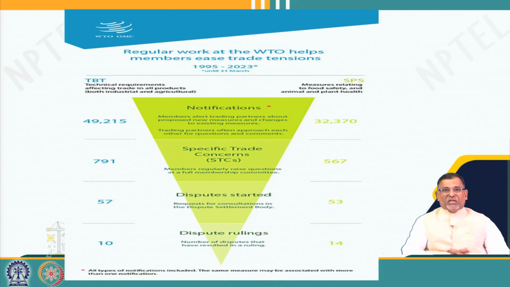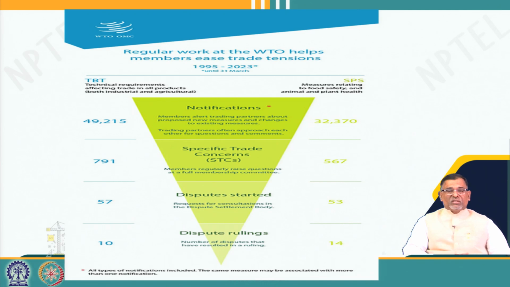We saw this particular figure in the SPS class. Here, if you compare the SPS measures and the TBT measures, you can see that it is almost double. SPS measures taken by the members are around 32,370, while the TBT measures are 49,215. All the numbers are higher.